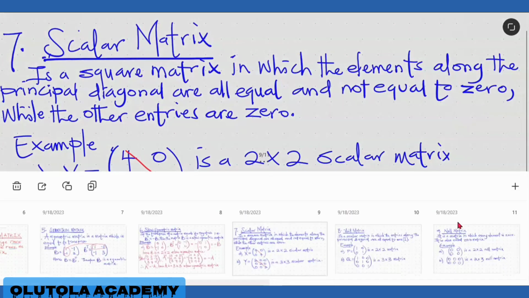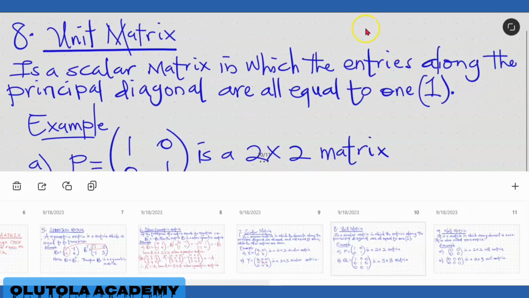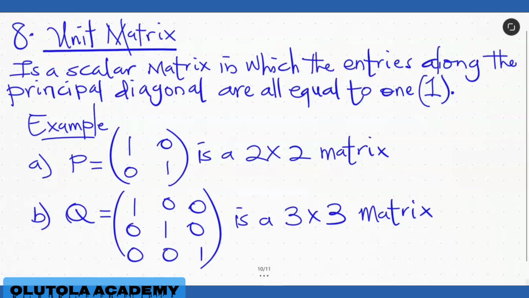We go to the 8th type. Here we have the unit matrix. Of course, you know, unit is 1. So it is a scalar matrix in which the entries along the principal diagonal are all equal to 1. Let me at this point say the principal diagonal can be this way, and it can also be this way. It can be this way also. So it's not always this way down.